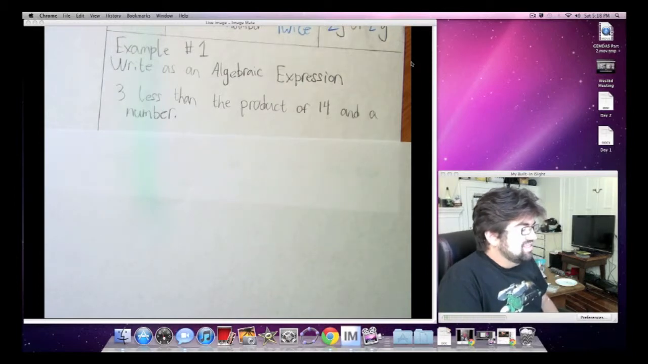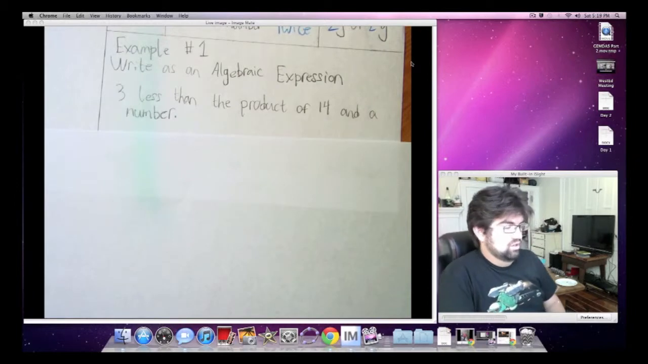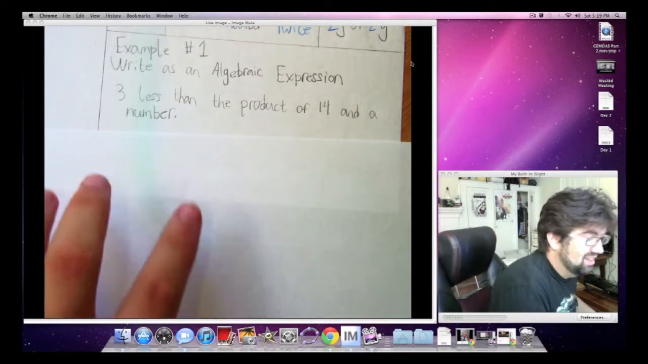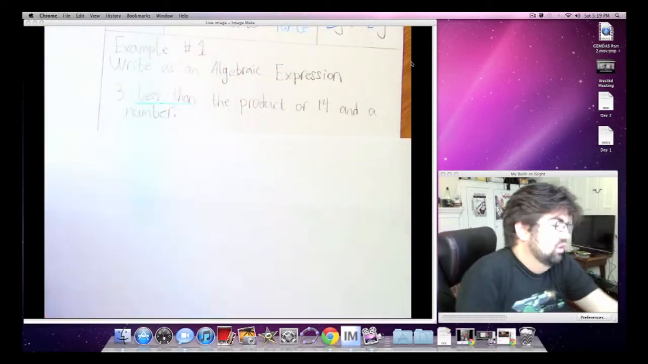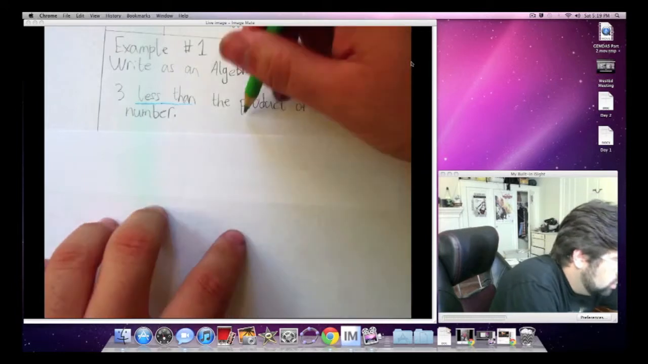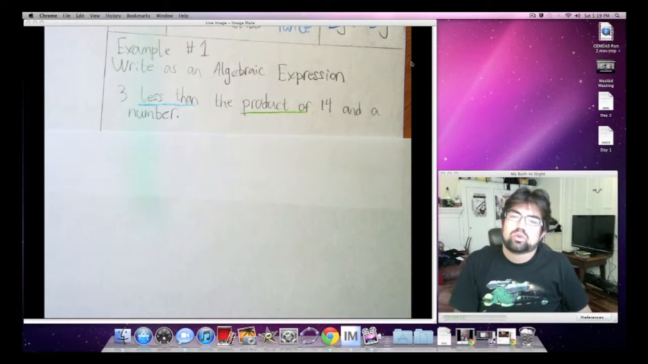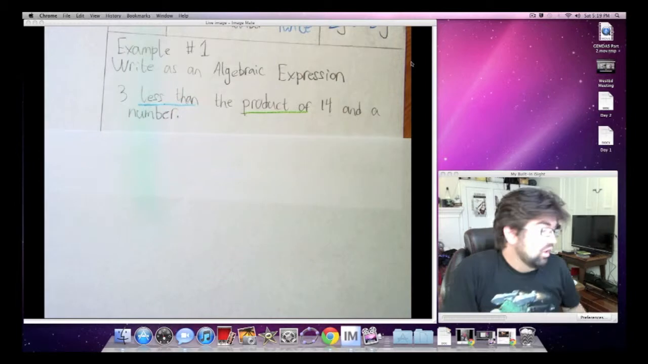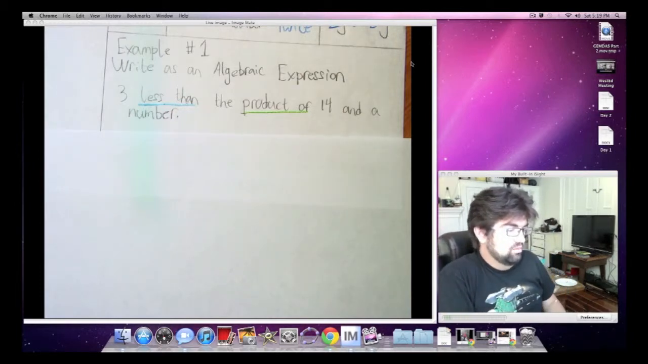3 less than the product of 14 and a number. Before I write down anything, I'm going to read through it again. 3 less than, and I'm going to use the light blue because that was subtraction. The product, let's get my green out, of 14 and a number. Now, you might notice there are 2 different properties right there. Yeah, there are. 3 less than the product of 14 and a number.